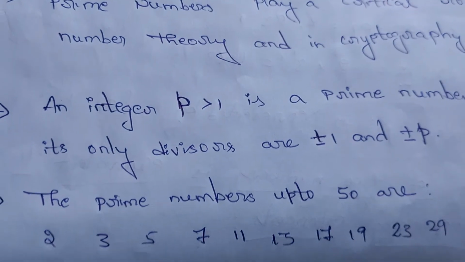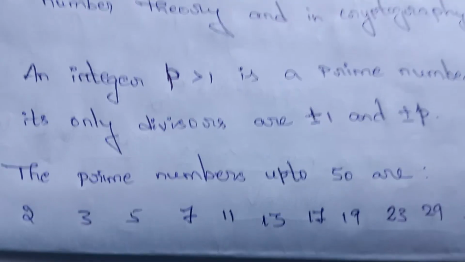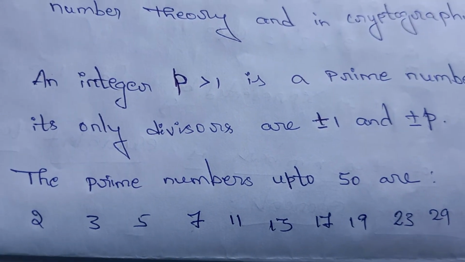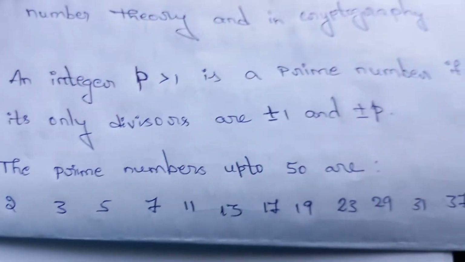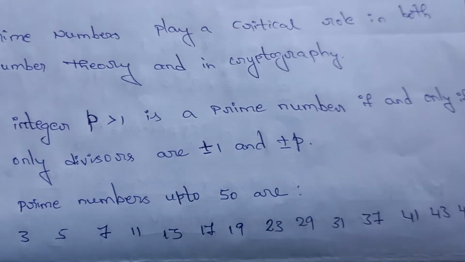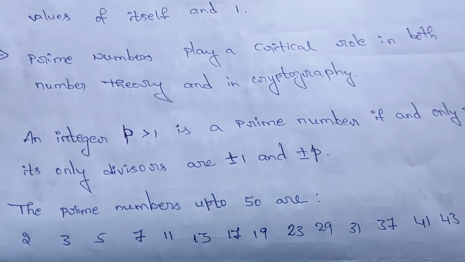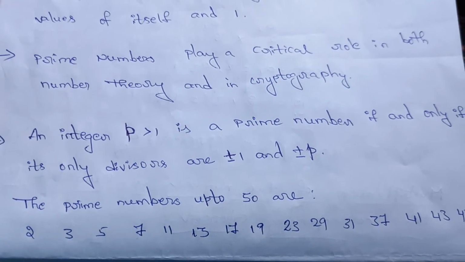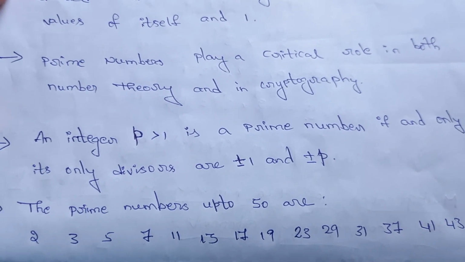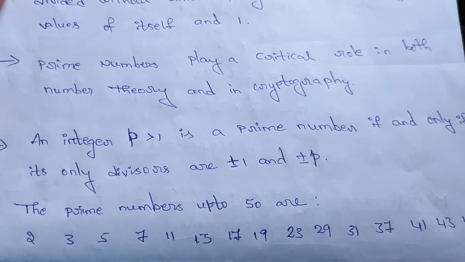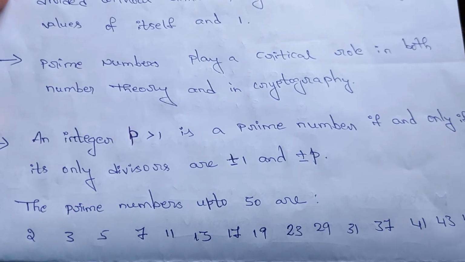Next, here I have written the prime numbers up to 50. The prime numbers up to 50 are 2, 3, 5, 7, 11, 13, 17, 19, 23, 29, 31, 37, 41, 43, 47. These are the prime numbers up to 50. Consider 17. 17 is a prime number. Why? Because it is not divisible by any other number.